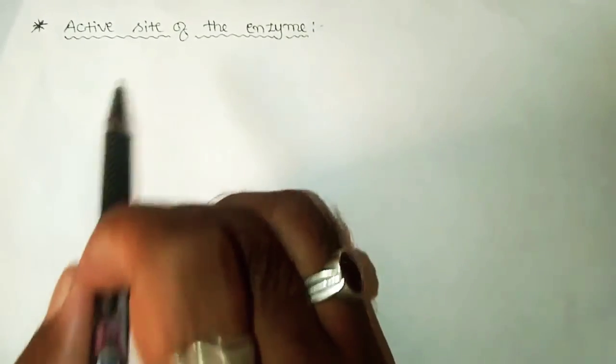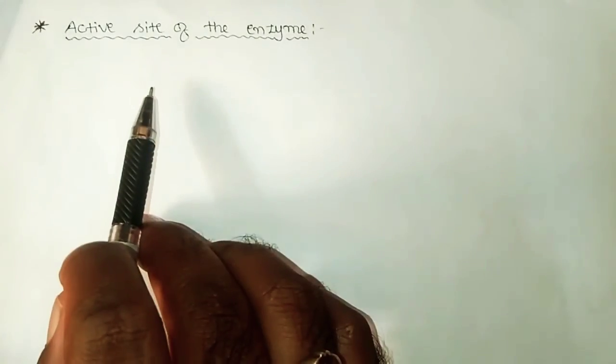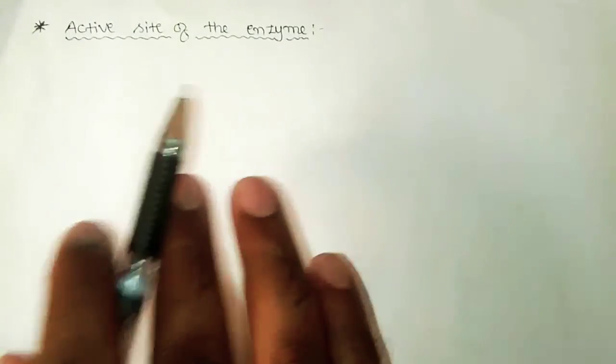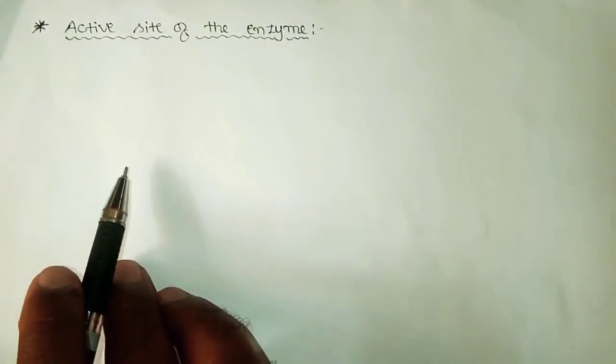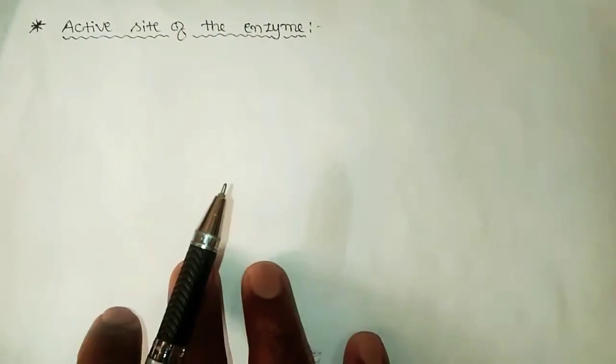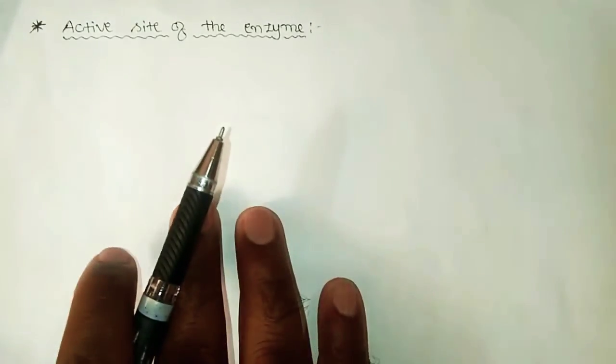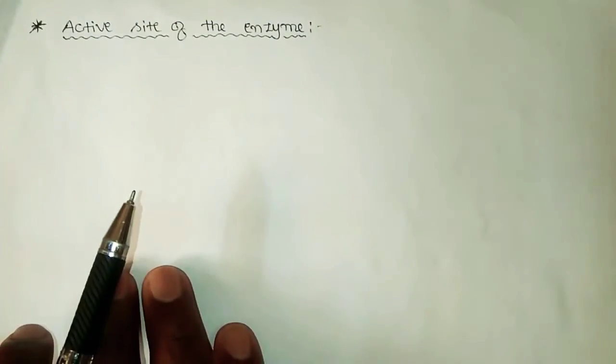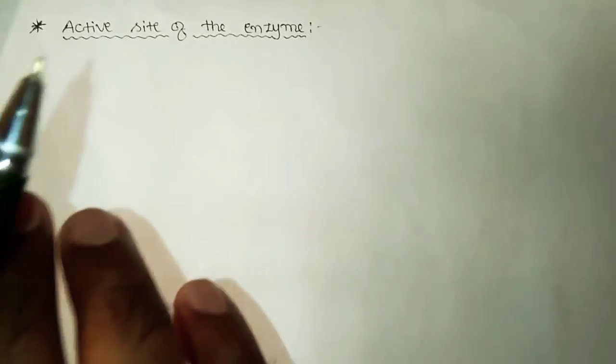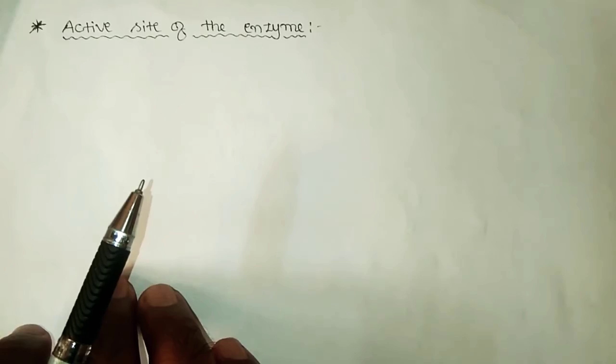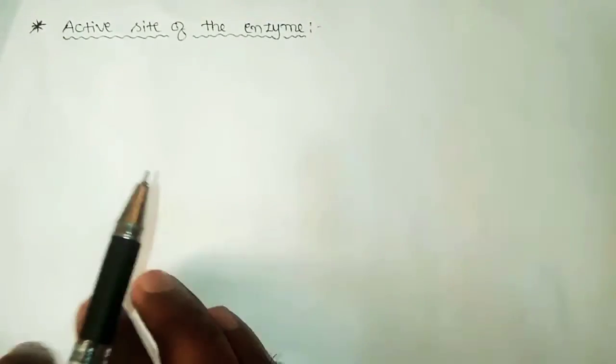But I repeat, not all the regions present on the surface of the enzyme will be active or efficient enough to receive the substrate molecule and thereafter convert the substrate into product. That means all the positions on the surface of the enzyme molecule are not effective to receive the substrate molecule so as to carry out the reaction. Only certain specific positions of the enzymatic surface are capable of receiving the substrate molecule and then converting that substrate molecule into product.